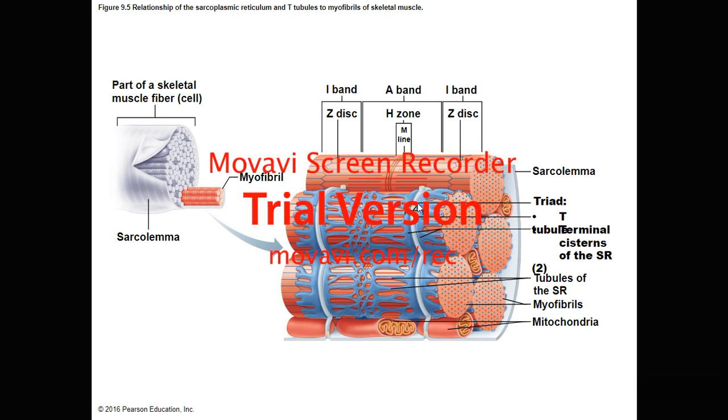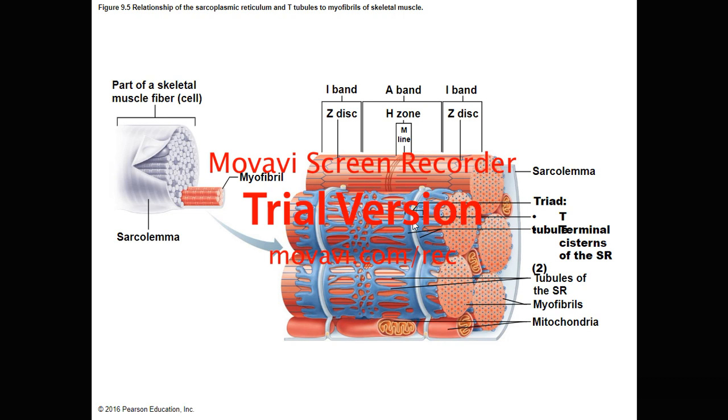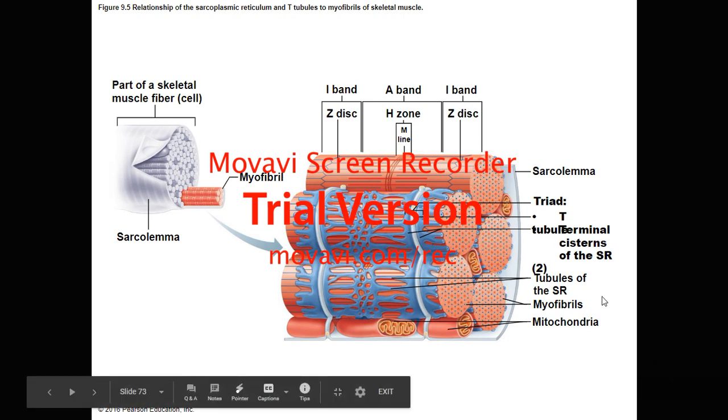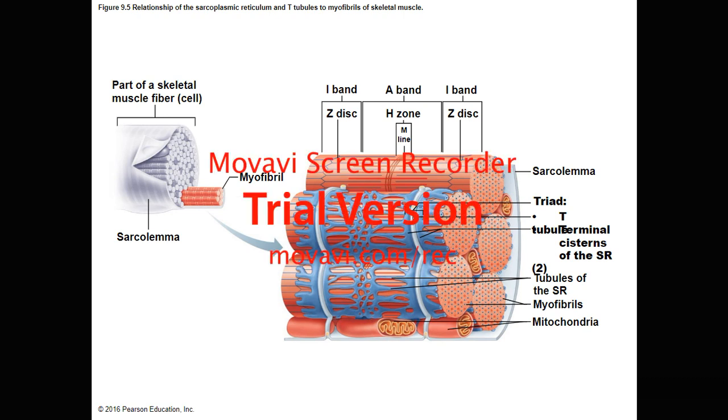Okay, and then right here you have the T tubule, the light blue one, and you see how the terminal cisterns, the end sacs of the sarcoplasmic reticulum, sandwich the T tubule. Okay, that's called a triad. And the T tubule is just an extension of the sarcolemma. Remember, the sarcolemma is the plasma membrane of the muscle fiber. So the T tubule is just a protrusion of the sarcolemma, and it has a voltage sensor.